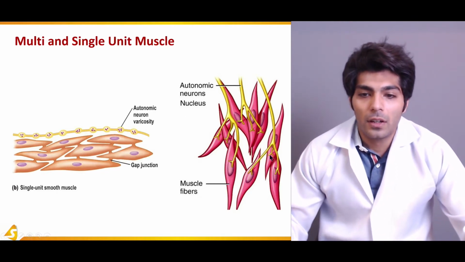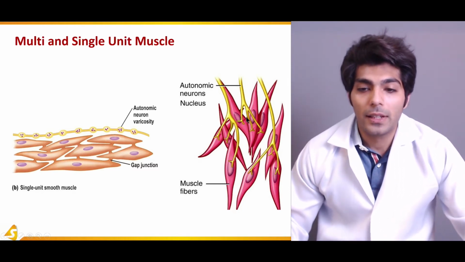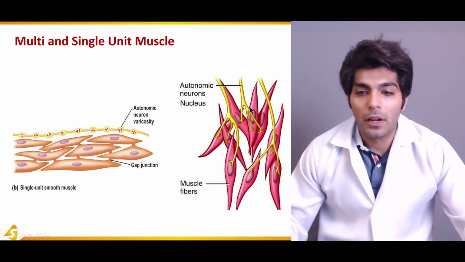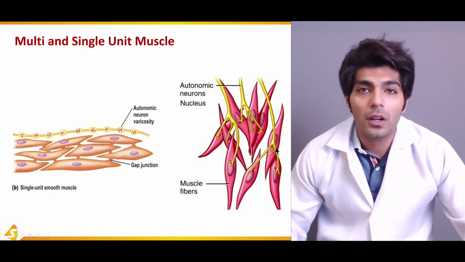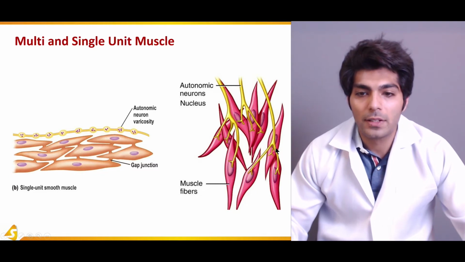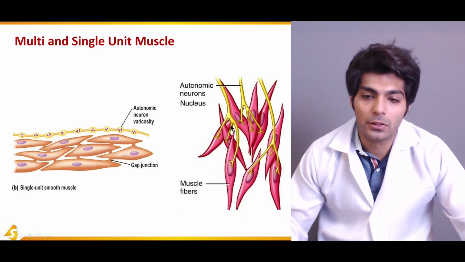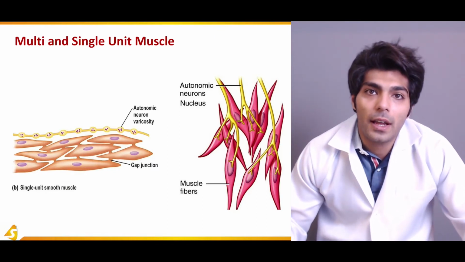Then we have a diagram of multi-unit smooth muscle. In multi-unit smooth muscle, the axons of the autonomic neurons form synapses with the muscle fiber cells. You can see they all contract individually. So if the impulse comes down or the neurotransmitters are transmitted from these nerve terminals, only this muscle fiber is going to contract. Like the ciliary muscle of the eye and piloerector muscles, causing the erection of hair.